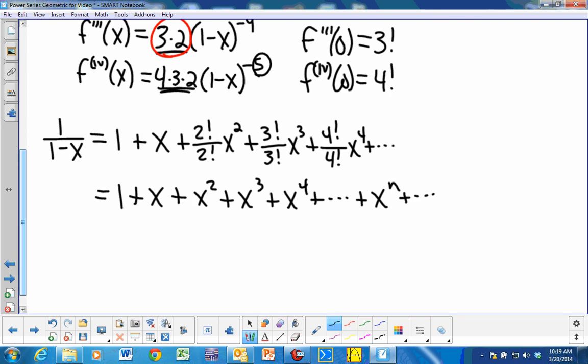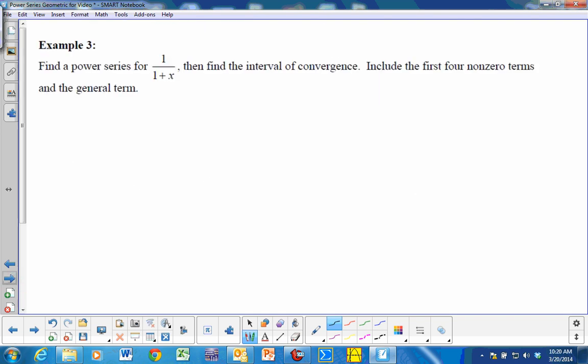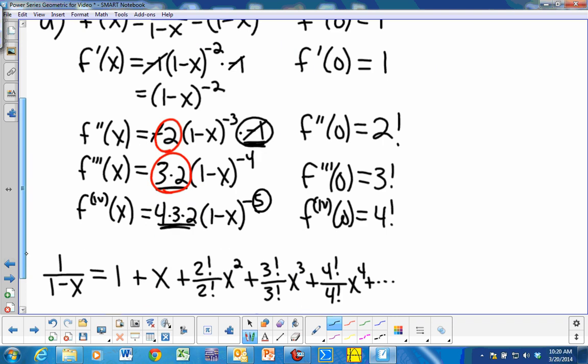Okay, so we found the series by using Taylor's rule. Now we're going to find it in a couple of other ways, and then when we're done with all that, we'll find the interval of convergence. Actually, we'll find it after the second way. So now down below the problem, we can do part B. And let me extend the page here.